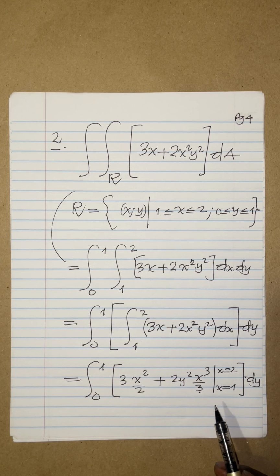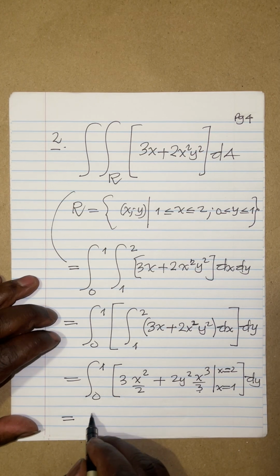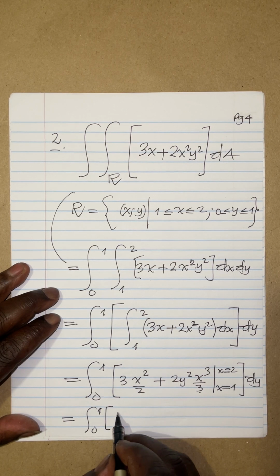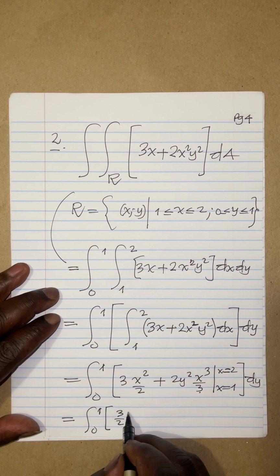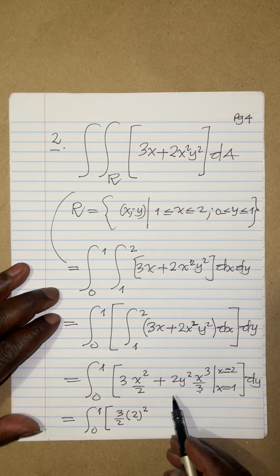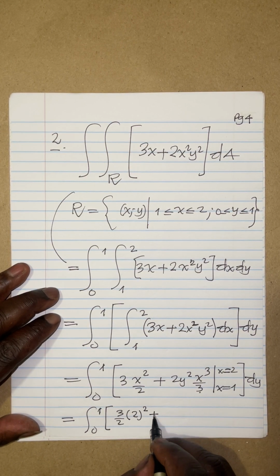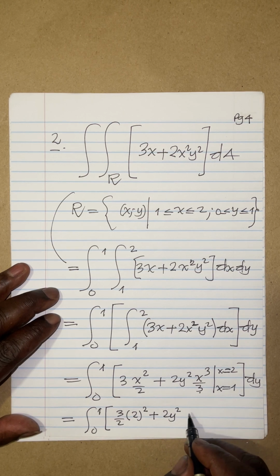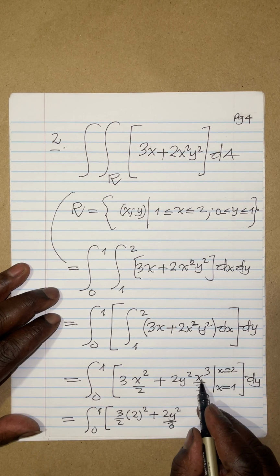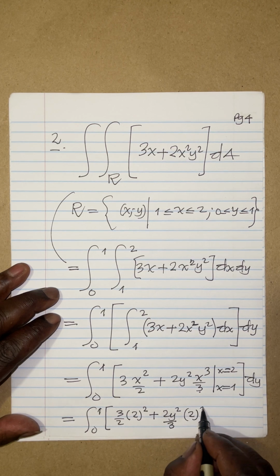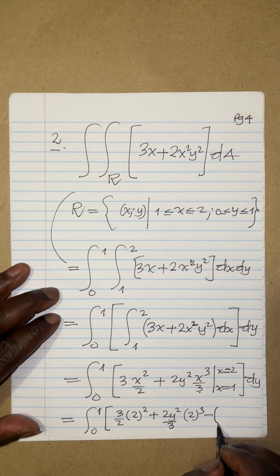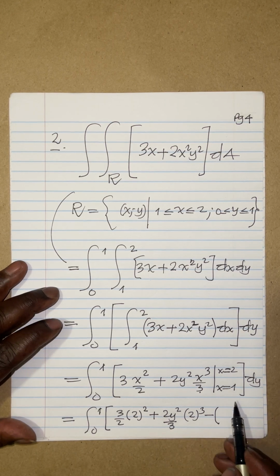Right, so what are we saying? We're saying this is the same as the integral from 0 up to 1 of what? Let me take this one like this, 3 over 2, and then I'm going to say, open bracket, 2 power 2. I'm fine with this 2 here. And then, coming to this part here, I'm going to say plus 2y squared over 3, and then I'm going to say there 2 power 3, and then I have minus, let me use another bracket there. I'm going to do the same but now with 1.